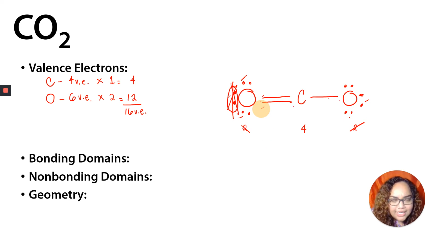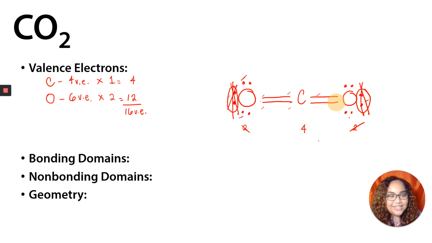But what about carbon? Is carbon already happy? Not yet, right? So you get 2, 4, 6. Only 6. So what are we going to do? We're going to donate another pair from the oxygen on the right. Okay, so you have to erase that from existence, and then draw another line.